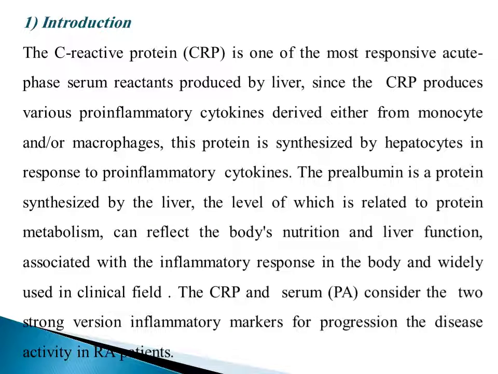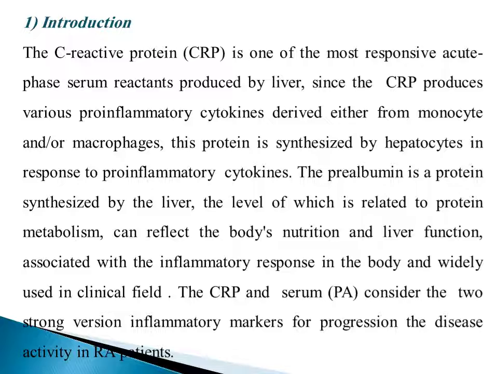Introduction: the C-reactive protein is one of the most responsive acute phase serum reactants produced by the liver. Since C-reactive protein production is driven by various pro-inflammatory cytokines derived from monocytes and or macrophages, this protein is synthesized by hepatocytes in response to pro-inflammatory cytokines.